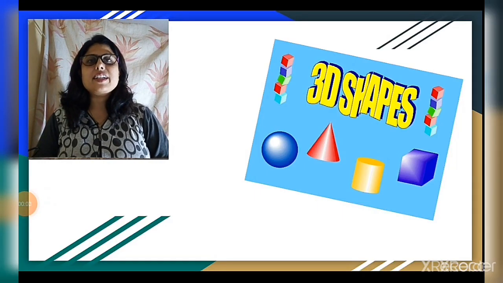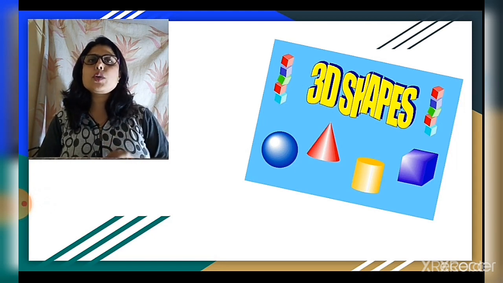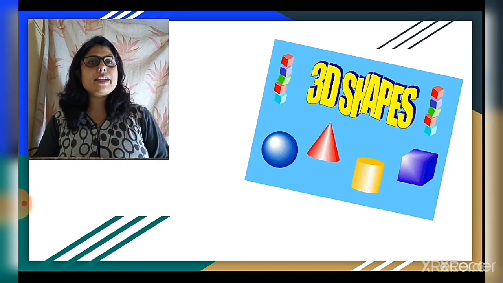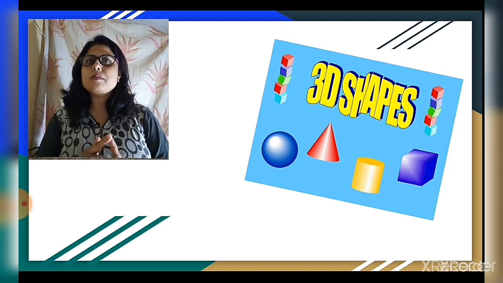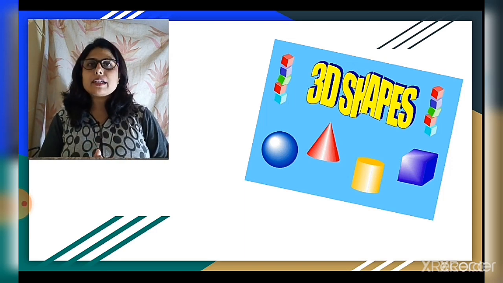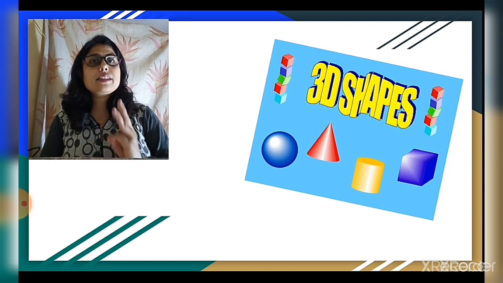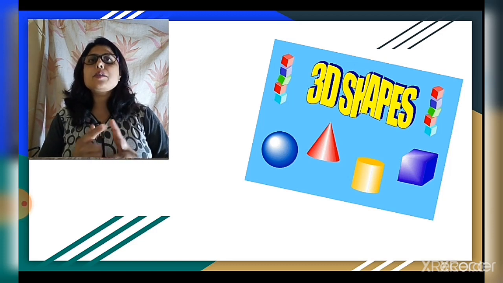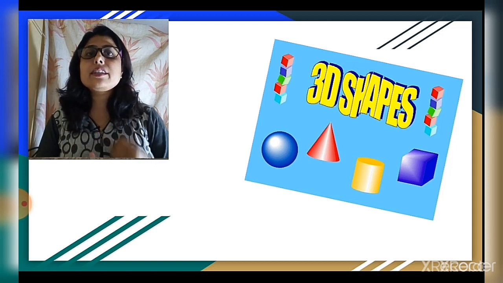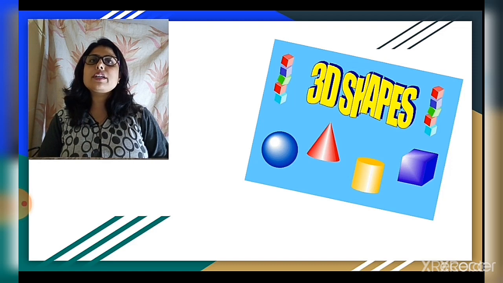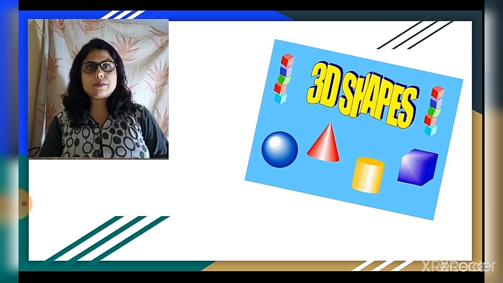Let's understand the difference between 2D shapes and 3D shapes. 2D shapes means two-dimensional shapes where we find only two dimensions, just like length and breadth or base and height. But 3D shapes means three-dimensional shapes. Here we find three dimensions like length, breadth and height. Breadth means width also. So here we get three dimensions. That's why it is called three-dimensional shapes. So this is the difference between two-dimensional and three-dimensional shapes.